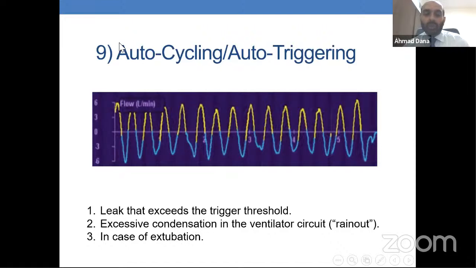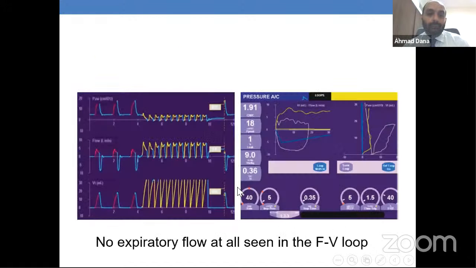So the causes of auto cycling or auto triggering can be related to condensation in the ventilation circuit, or it can be a leak. Now the third example is in case of extubation. The machine is giving breaths, but they are not reaching the patient, so the machine will continue to trigger, trigger, and trigger. So this is the case if you have auto triggering. If you see this shape in the flow waveform, this means that you have to look for these three conditions.